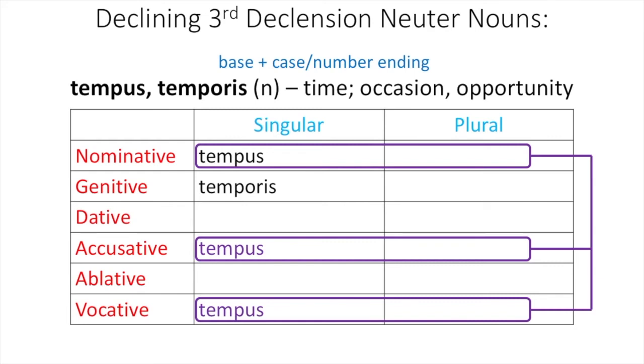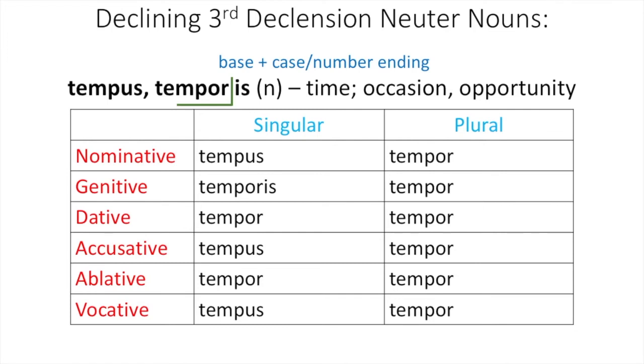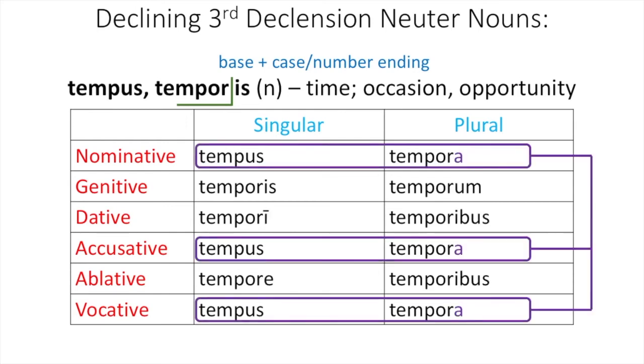For our other cases, we do need to get our base. So our base for tempus temporis is tempor, because that is everything before your genitive singular ending is. So let's write tempor for all our other cases and numbers. And then we add on our endings. So tempus, temporis, tempori, tempus, tempore, tempus, tempora, our nominative plural a ending for neuter plurals. Temporum, notice the um is from our genitive plural ending and the or is from our base.